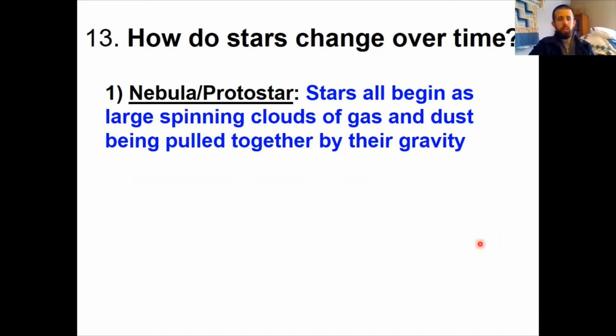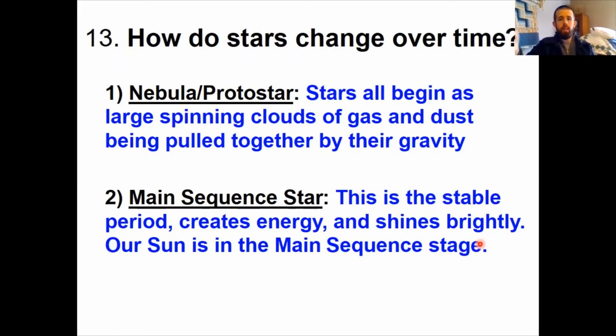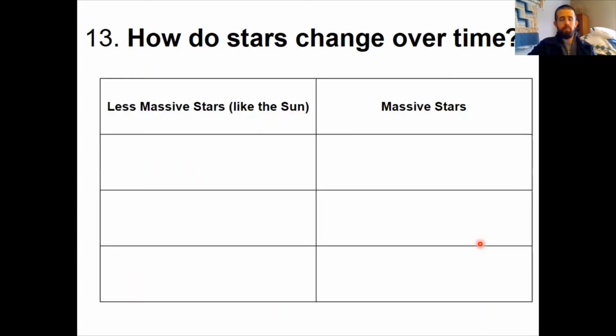So stars, like I said, they begin as these nebulas or protostars. Lots of gas and dust swirling together, being pulled together by gravity. And then they enter the main sequence phase. Now they're officially a star. This is like a stable period, lots of energy shining really brightly. And our sun is a great example of a main sequence star. Right in the middle, our sun is nice and average.